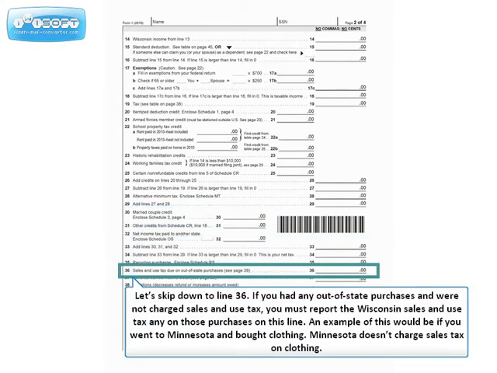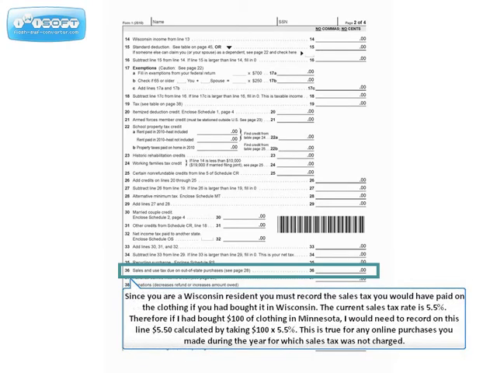Let's now skip down to line 36. If you had any out-of-state purchases and were not charged sales and use tax, you must report the Wisconsin sales and use tax on any of these purchases on this line. An example of this would be if you went to Minnesota and bought clothing. Minnesota doesn't charge sales tax on clothing. Since you are a Wisconsin resident, you must record the sales tax you would have paid on the clothing if you had bought it in Wisconsin.